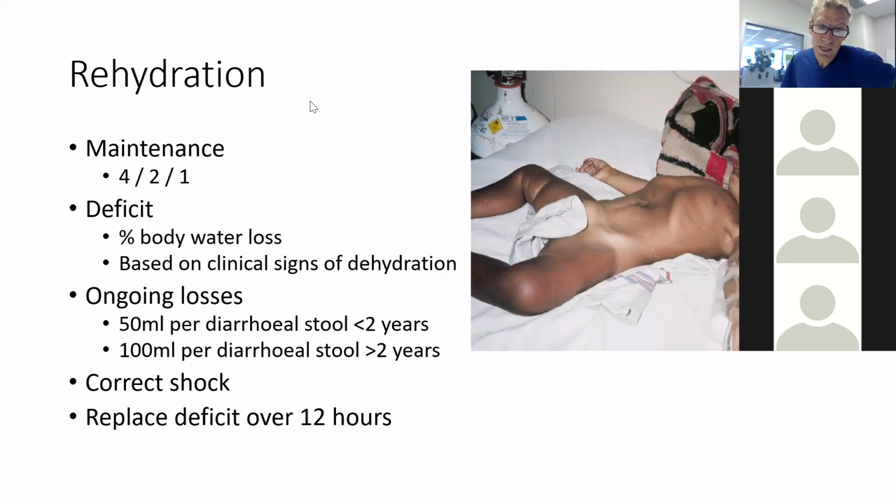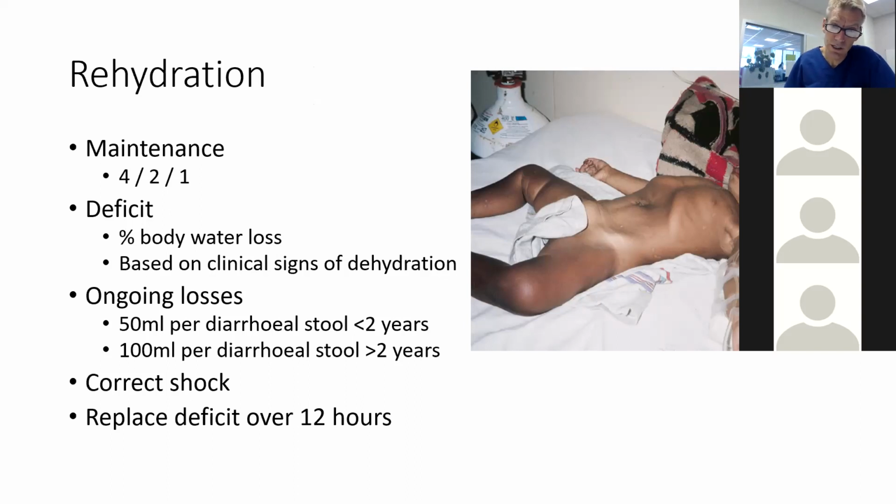And this is what I want you to really understand today, is how to do a calculation for rehydration of a child like this. And we can work it out based on the amount of maintenance a child receives. So we've talked about how we calculate the maintenance, the 4-2-1 rule or the 150-20 rule. We can work out the amount of the deficit, and that's based on the percentage of body weight loss. And that's based on the clinical signs.